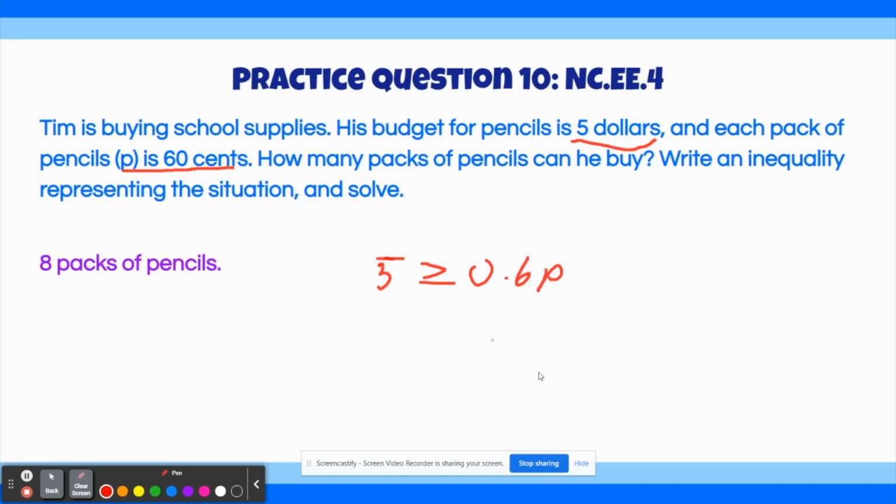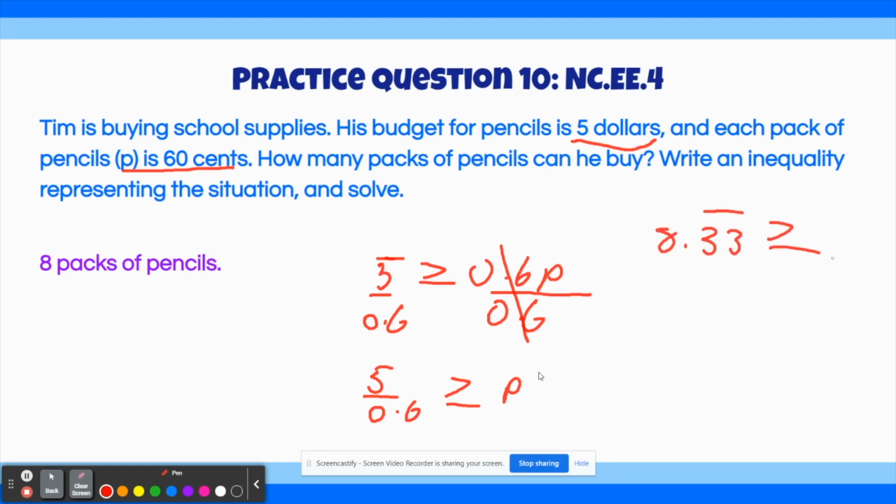So now we need to isolate P. The 0.6 is being multiplied with P, so we can divide each side by 0.6. So then we isolate the P. So we get 5 over 0.6 is greater than or equal to just P, because the 0.6s are going to cancel out. And so now we can use our calculator to do 5 over 0.6. If we put that into our calculator, we get 8.33, repeating, is greater than or equal to P.